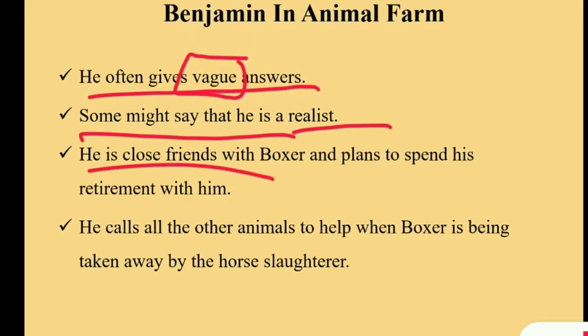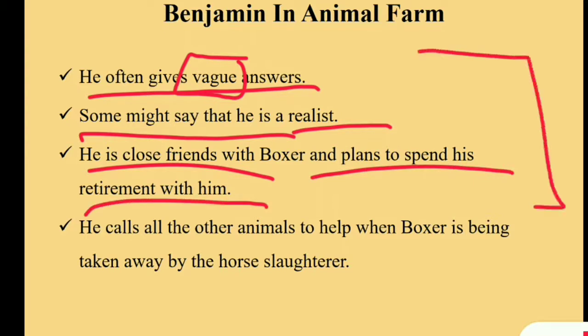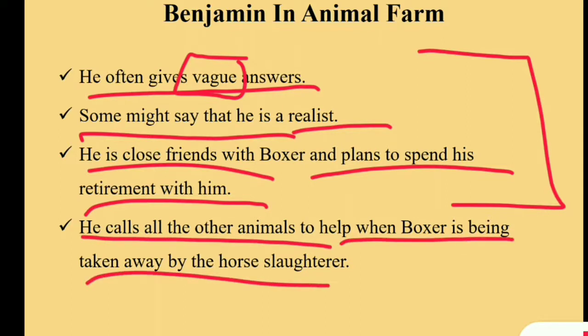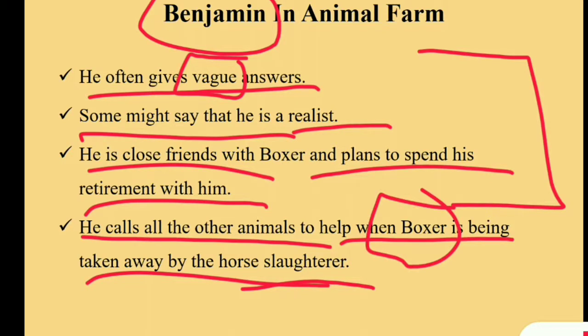He is close friends with Boxer and plans to spend his retirement with him. See, Benjamin has a very simple plan for himself. He does not think of high-fi posts or any materialistic things. He has a plain life and he wants to sustain it that way. He calls all the other animals to help Boxer, who is being taken away by the horse slaughterers. He calls others in order to save Boxer, the hard-working horse.